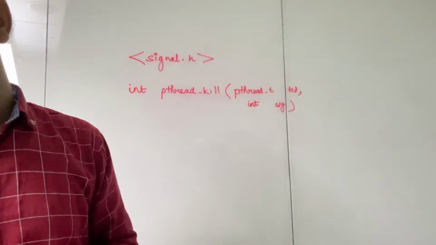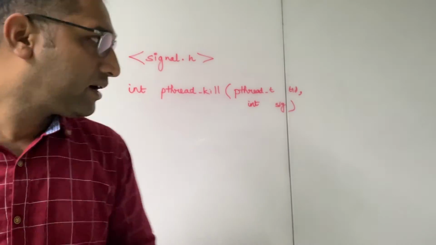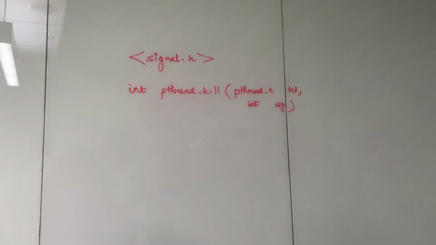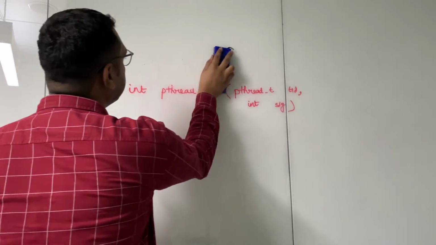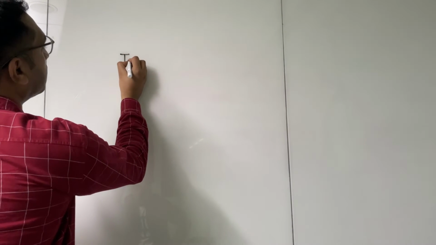So terminating a thread. Terminating a thread, that is important actually. A thread can terminate in 3 ways.